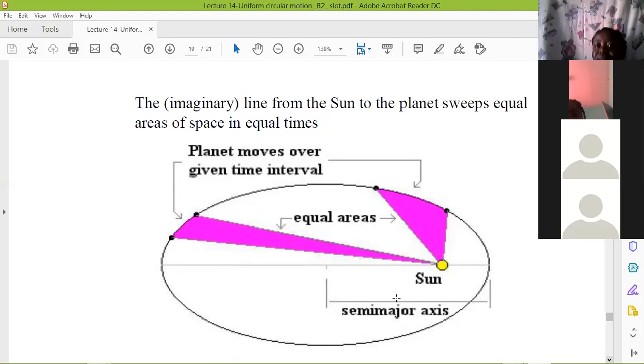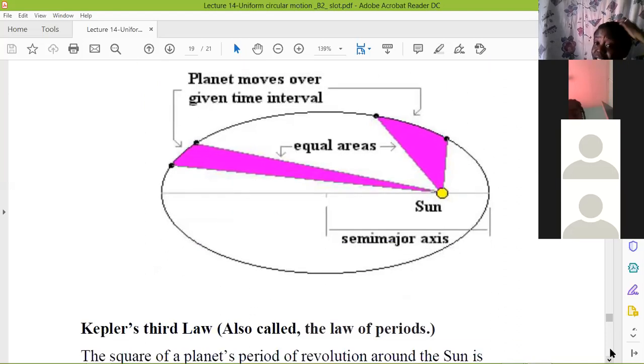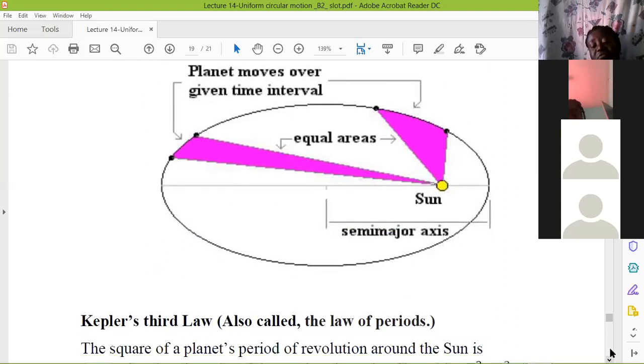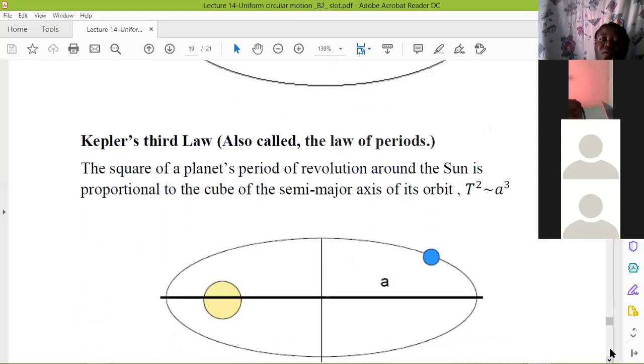So that is what Kepler's second law says. This one is also known as the law of areas. Then Kepler's third law comes in.